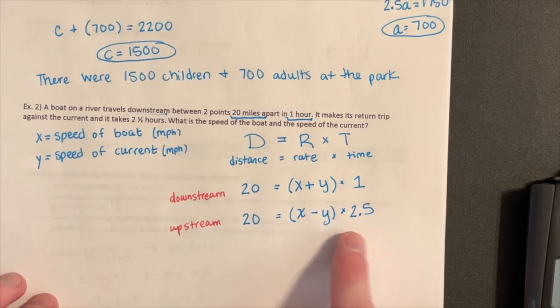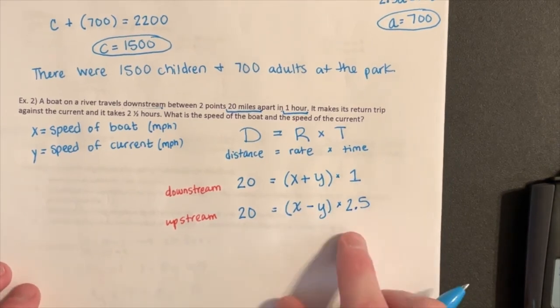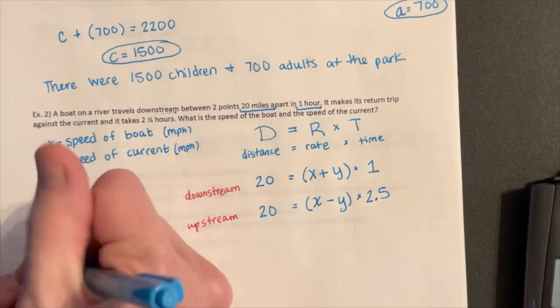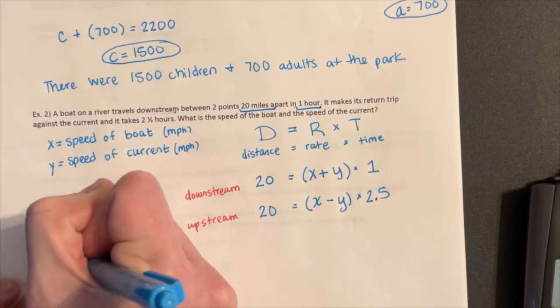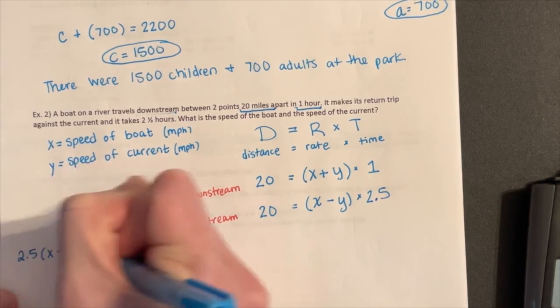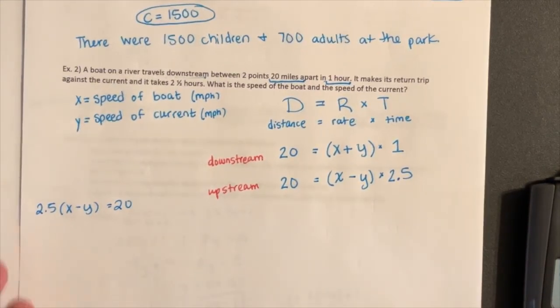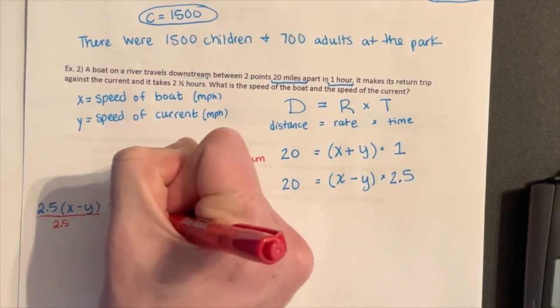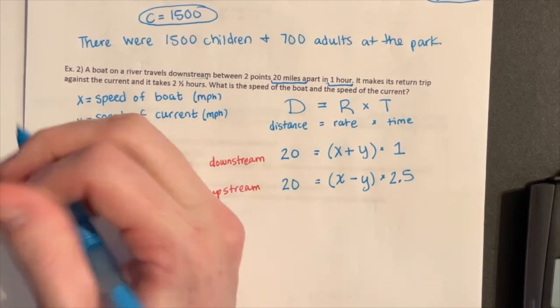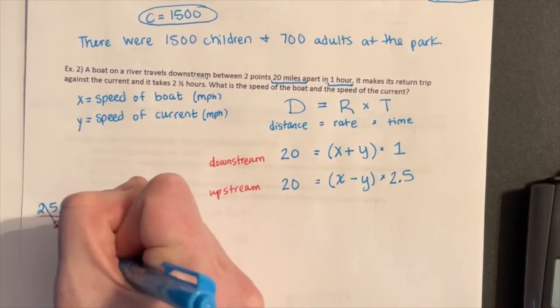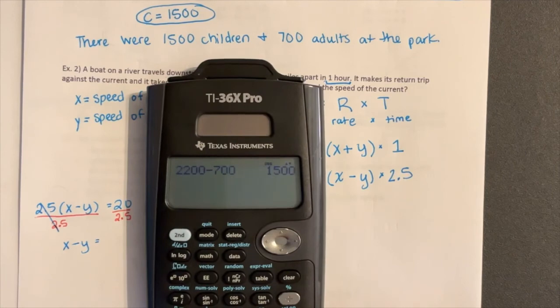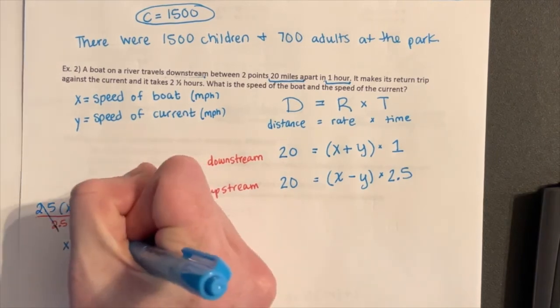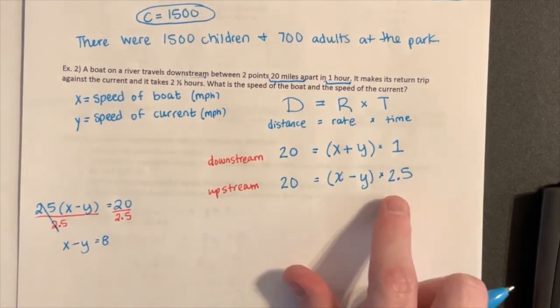You could work through these things and distribute. Distributing a 1 isn't really going to do much, but you can distribute the 2.5. One other way to work with that equation, if you have x minus y times 2.5 equals 20, a valid step is to divide by 2.5. So that would just give me, let's divide that out, x minus y equals whatever 20 divided by 2.5 is. So that's 8, which is the same equation just without the 2.5 there.